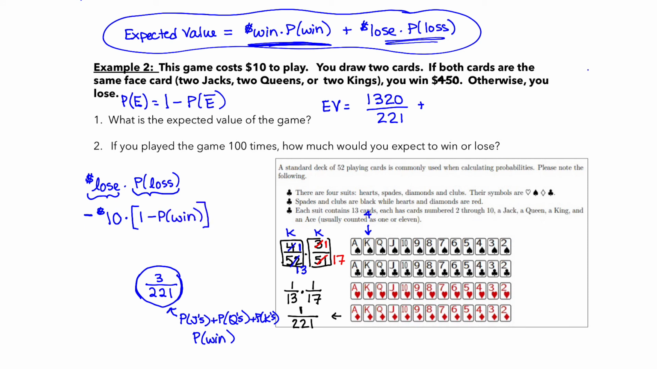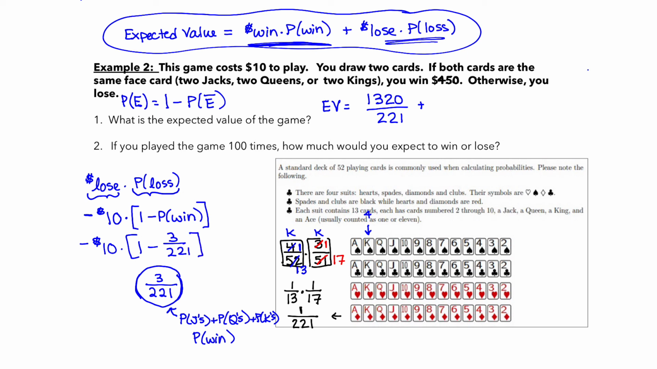Why? Because I'm smart. No, it's because I've already got the probability that a win occurs. So it would be smart of us to go ahead and use that number and not have to worry about counting all the other possibilities that occur when you lose. So let's put this into our equation here. What is the probability of a win? The probability of a win is 3 over 221.